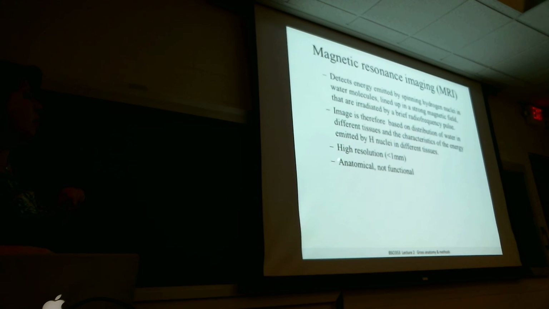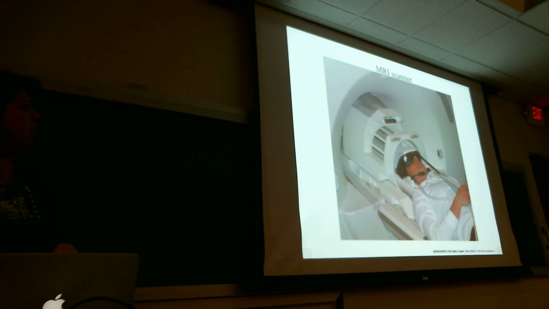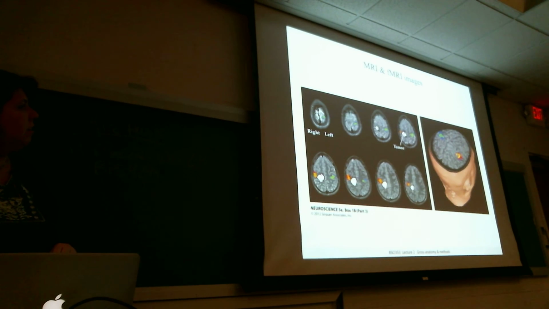And this is anatomical. So you're getting basically a static picture. And it really depends on the amount of water in different components of the brain. So a lot of those membranes, remember, are very fatty, right? And so you have varying amounts of water and fat in various structures of the brain. Okay, but this is an anatomical method. It's a static method. So this is just a picture of the MRI scan.